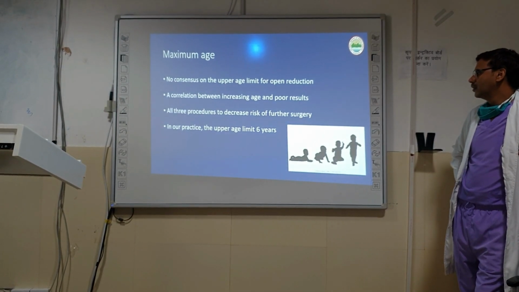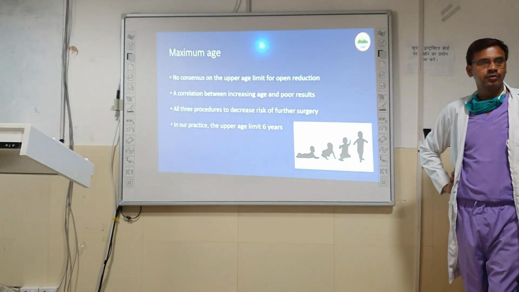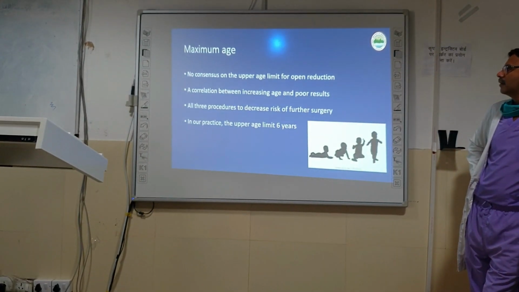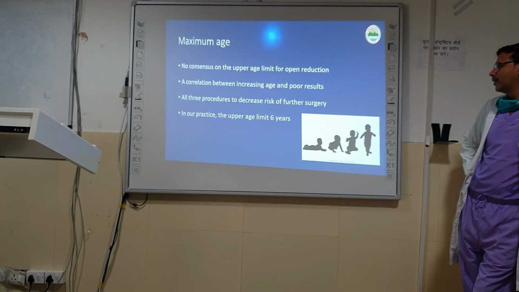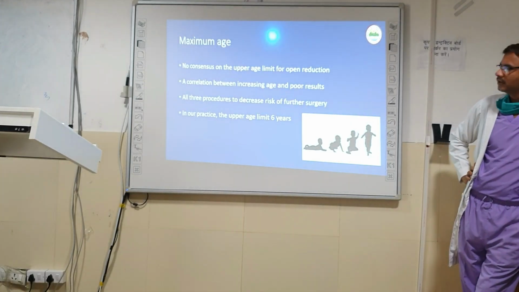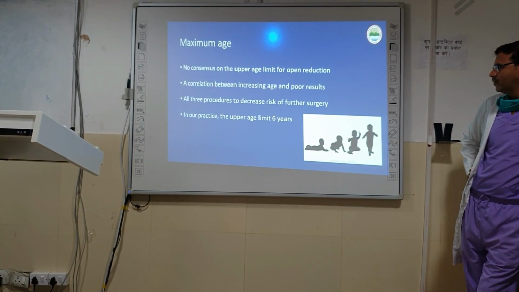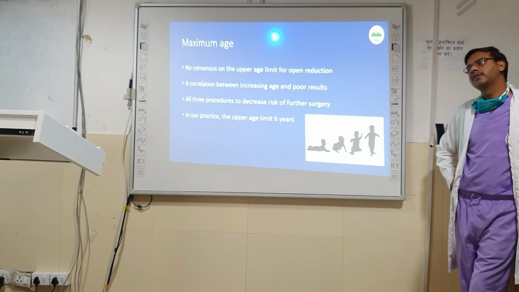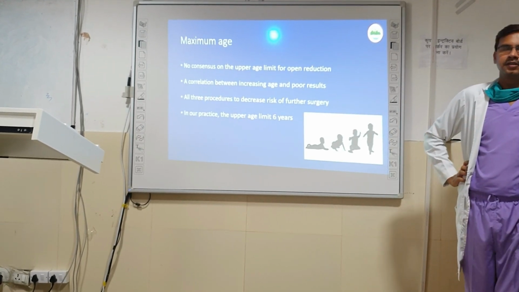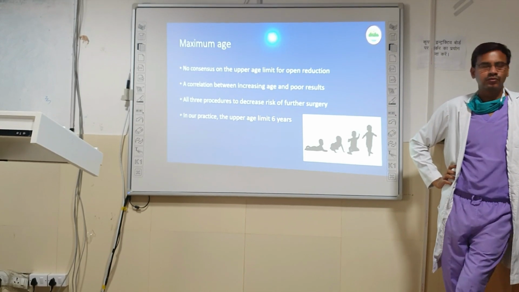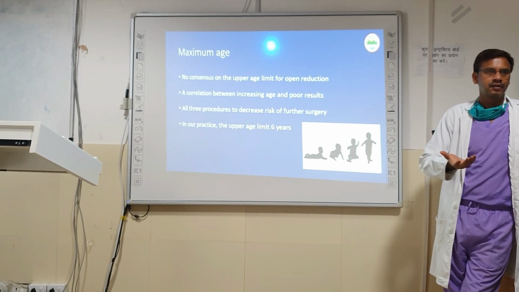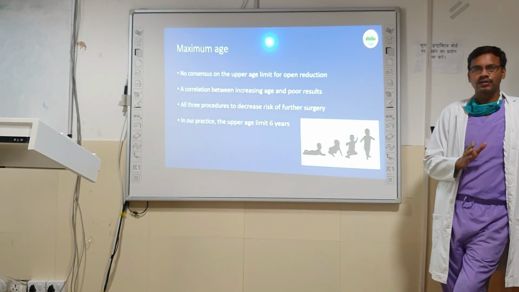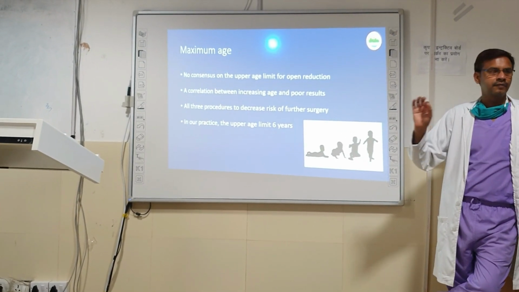So what is the maximum age up to which you can reduce the hip? There is no consensus on the upper age limit for open reduction. A correlation between increasing age and poor results is obviously there, because as the child grows, the stimulus of the femoral head to the acetabulum is not there. So earlier surgery or earlier closed reduction is always better for a long life, good hip.